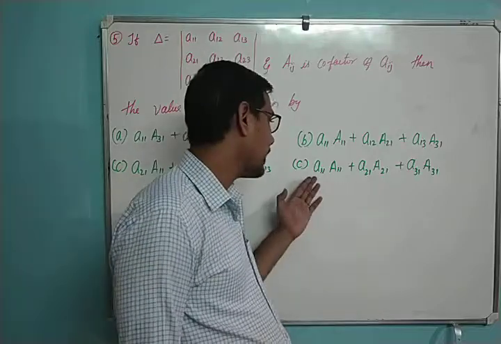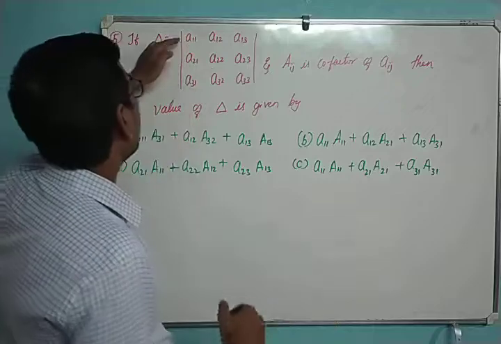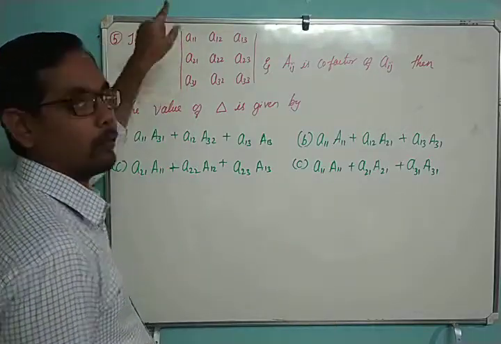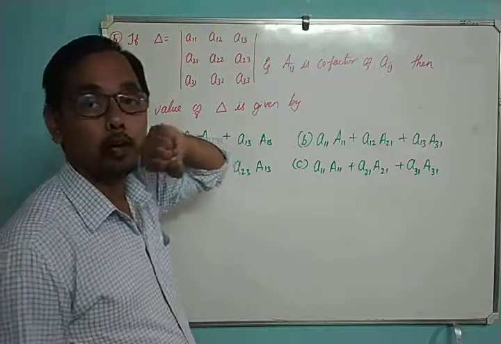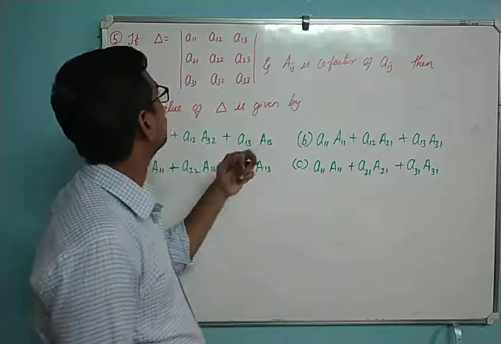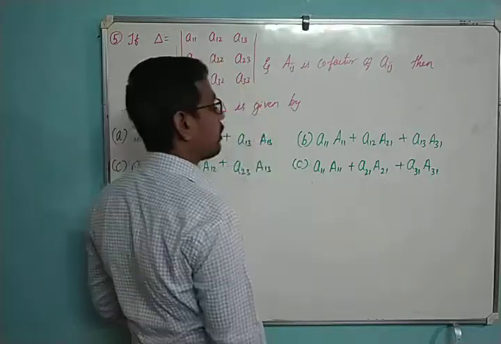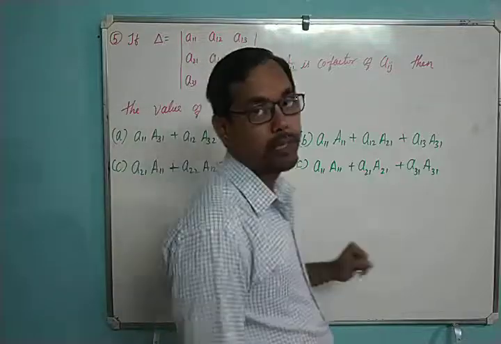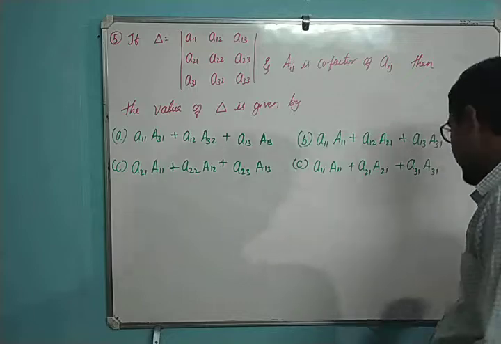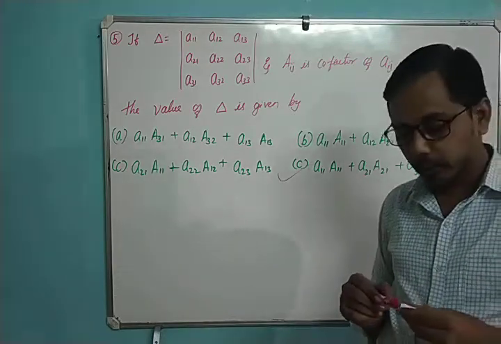Let's check it out. A11, A21, A31. These are the elements of the first column. So definitely we should have the cofactors of the first column. Is it there? A11. Definitely it is the cofactor of the first column. A21, cofactor of the second row, first column. A31, cofactor of the third row, first column. So definitely it is there. So this is our right option. Okay, so this is how we need to identify it.